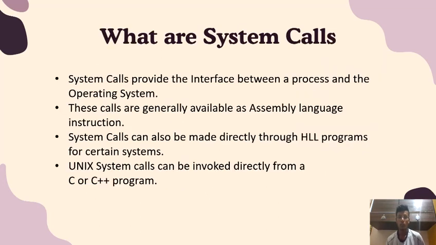First, what is a system call? A system call provides the interface between a process and the operating system. It is known as a system call. These calls are generally available as assembly language instructions. System calls can also be made directly through high-level language programs in certain systems. Unix system calls can be invoked directly from C or C++ programming languages. This is about what system calls are.